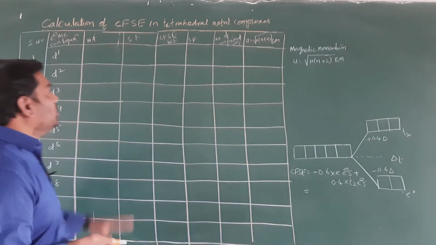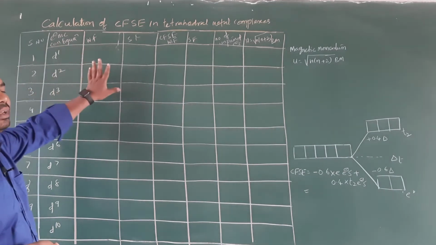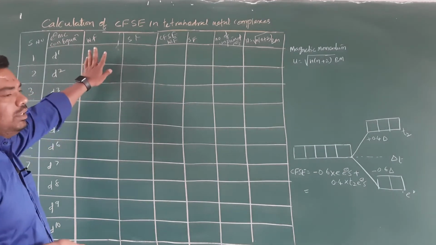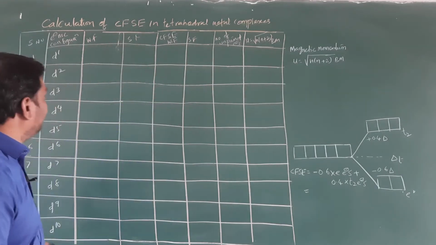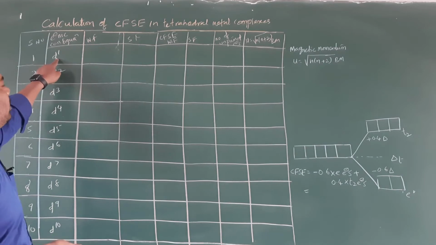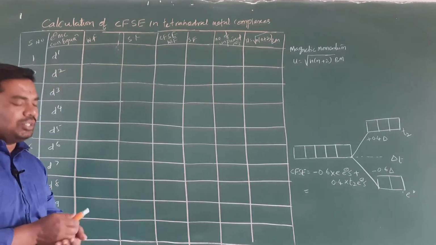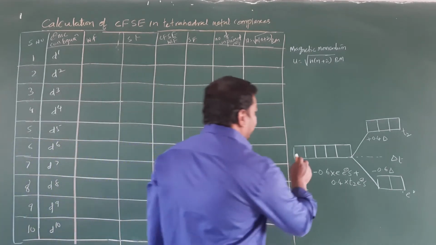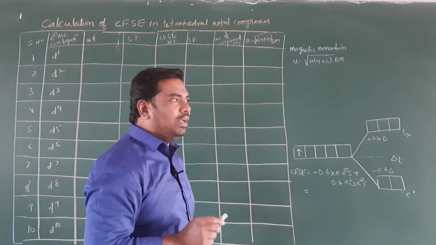Clear, students? This is the table in which we will calculate the crystal field stabilization energy for weak field and strong field, and also calculate the magnetic moment. The first electron is the d1 configuration, so we will calculate weak field and strong field here. The first electron is placed into this level. This is the d1 configuration.